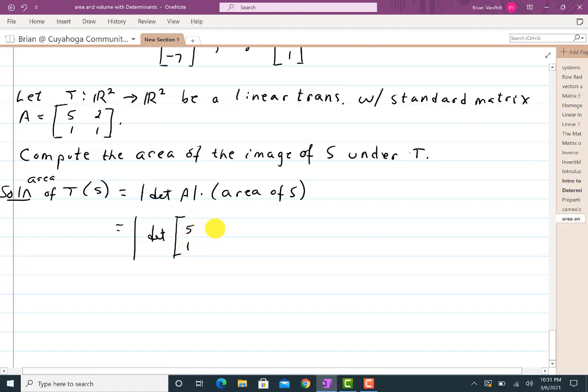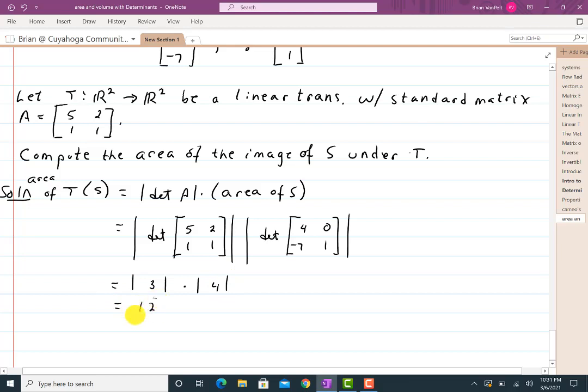That's 5, 1, 2, 1. I'm using DET throughout this lecture so that you don't confuse the determinant with the absolute values in this thing. And the area of S, what were those B's again? They were 4, negative 7, 0, 1. All right, let's see what I have here. 5 minus 2 is 3. That doesn't change anything. How about the other one? Just 4? I didn't need the absolute values at all in this case.